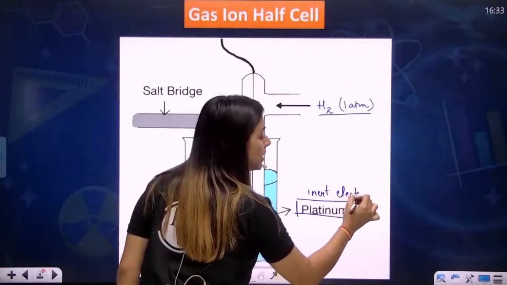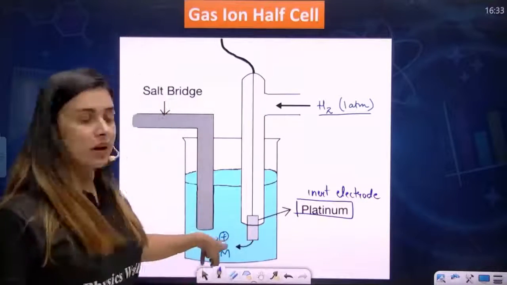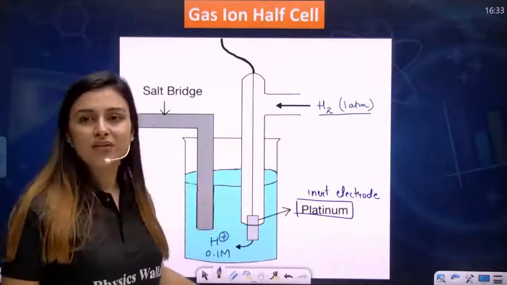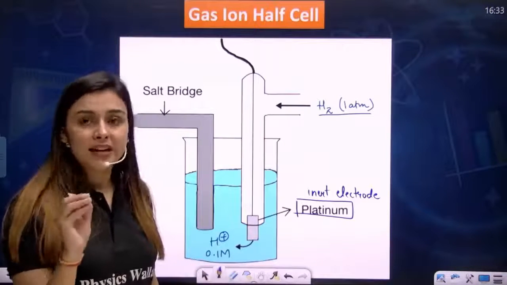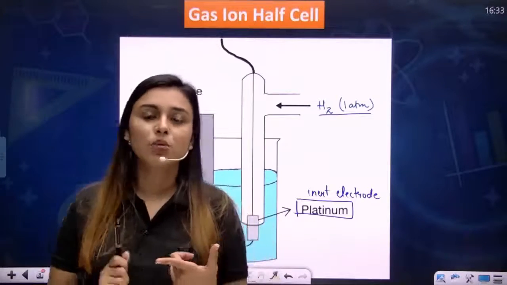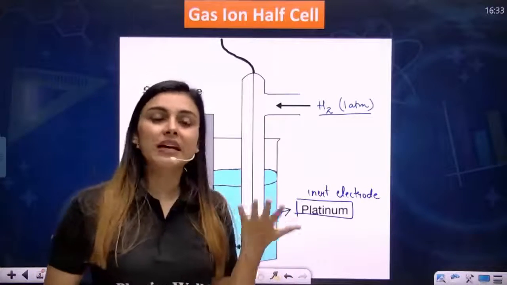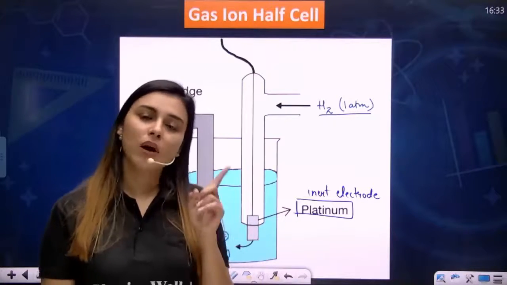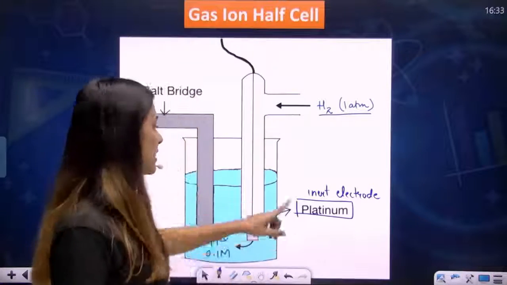So this time the electrode is not of the metal which has the aqueous solution here. No. In the gas ion electrodes, you have a gas, you have its aqueous solution, but the electrode is some inert electrode. You have platinum, palladium, carbon. These are inert electrodes which do not react, so they are good for the purpose. So in the gas ion electrode, you have a gas, its aqueous solution, and an inert electrode. In this case, you have platinum.